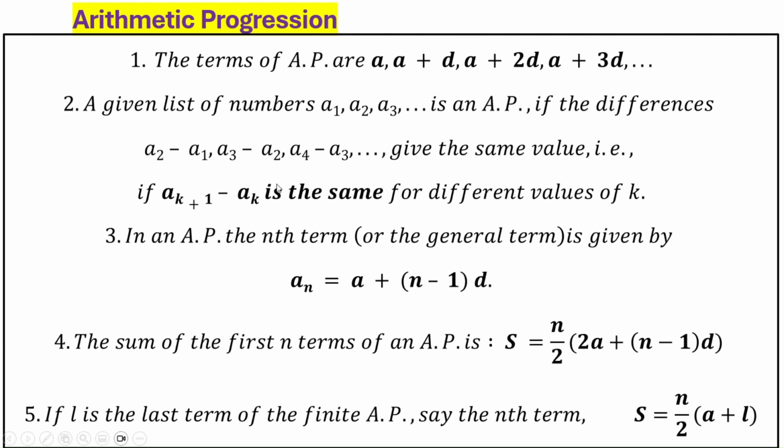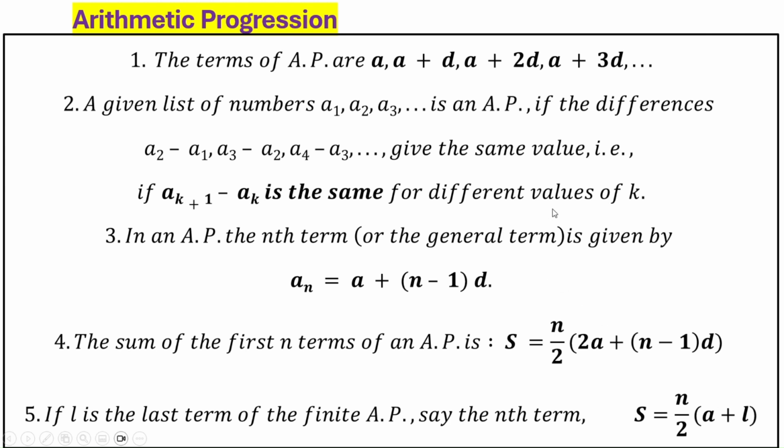In an AP, the nth term is generally given by an equals a plus (n minus 1) into d. The sum of the first n terms of the AP is S equals n by 2 into (2a plus (n minus 1) into d). If the last term L of a finite AP is given, then S equals n by 2 into (a plus L). If you see it clearly, I am splitting this 2a into a plus a. So a plus (n minus 1)d is the nth term, basically an, which is the last term. So S equals n by 2 into (a plus L).